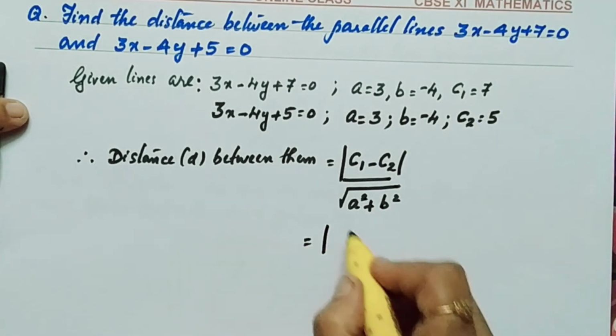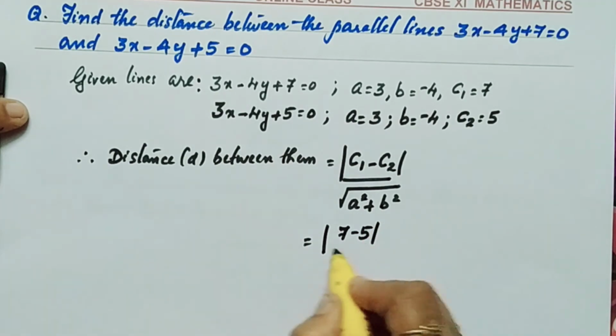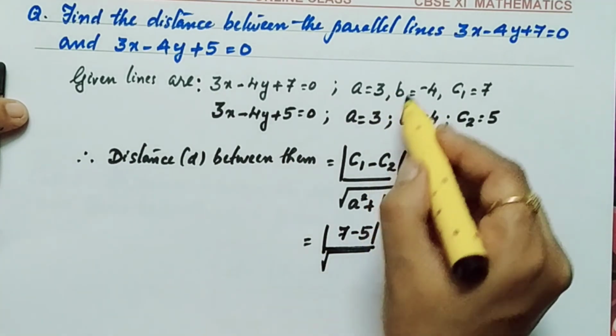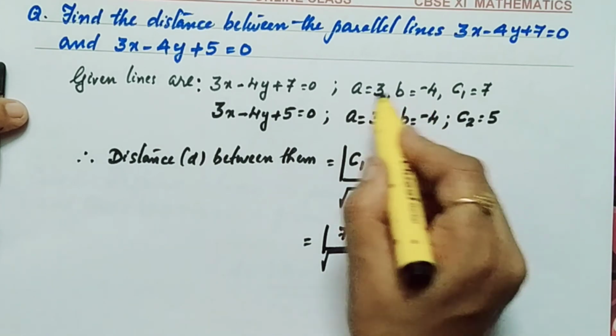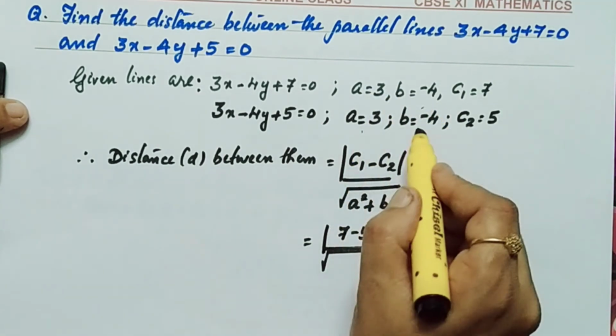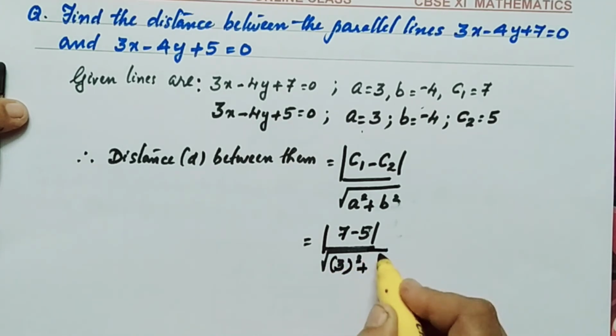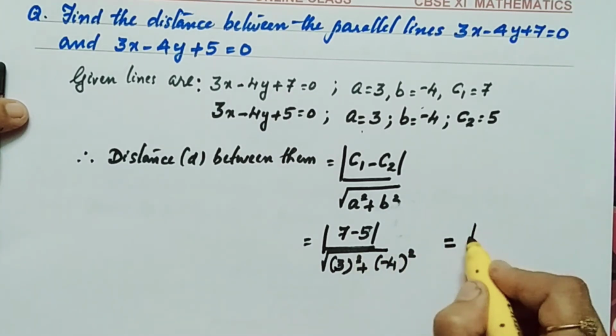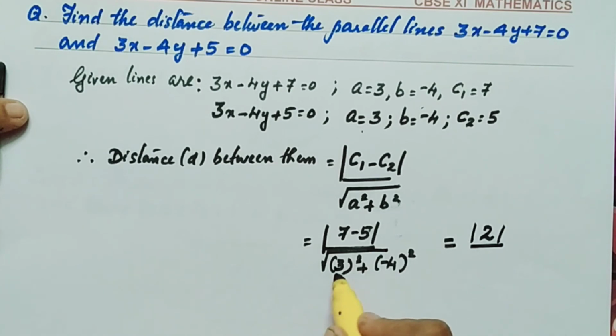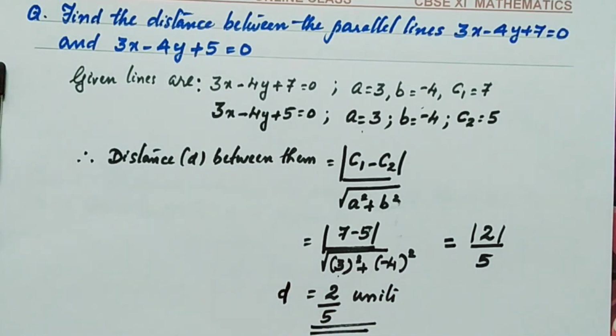We can apply the values. Equals absolute value. What is c1 minus c2? 7 minus 5 by root of a square plus b square. Both a and b are same. Here a equal to 3, b equal to minus 4. Here also a equal to 3, b equal to minus 4. So, a square plus b square, the value of minus 4 the whole square, which is equal to 7 minus 5 is 2 by 3 square is 9, 4 square is 16, square root of 25 is 5. So, the answer is 2 by 5 units. Absolute value of 2 is 2. So, the distance between these two parallel lines is 2 by 5 units.